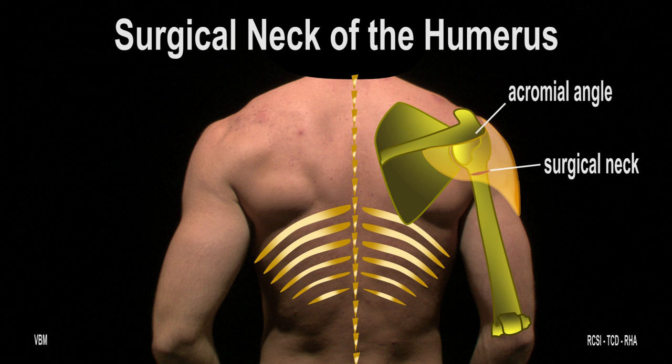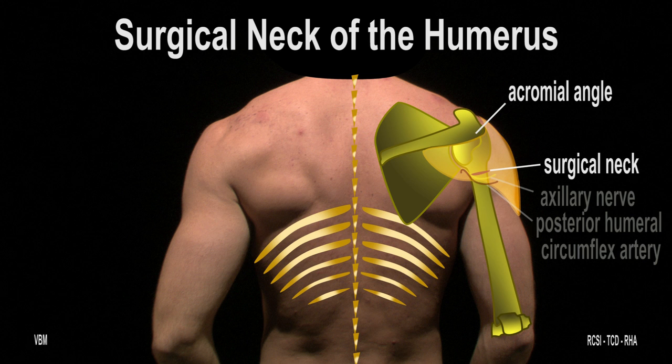This is important since it is a site of fracture and is related to the axillary nerve and the circumflex humeral arteries that pass from medial to lateral behind it. They may be damaged in surgical neck fractures or by shoulder dislocations.